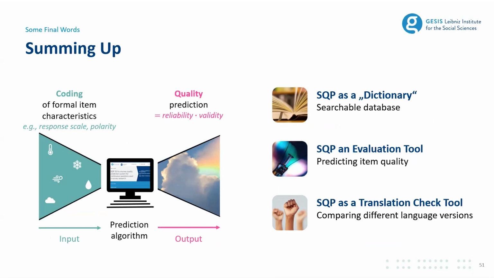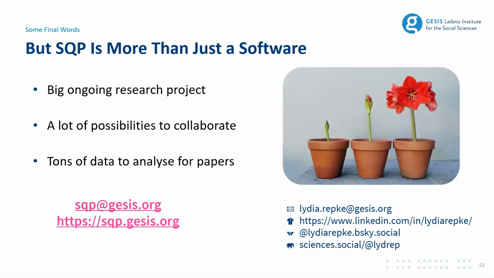You can use SQP as a dictionary because it is a searchable database, as an evaluation tool because it predicts item quality, and as a translation check tool when you want to compare different language versions. But SQP is more than just a software. I also want to state this here. It's an ongoing research project with also a lot of possibilities to collaborate. So if you feel now motivated about this idea of SQP, feel free to get in touch with us. There's also tons of data that we are willing to share, to analyze, or for writing papers together or for you alone. So please get in touch.